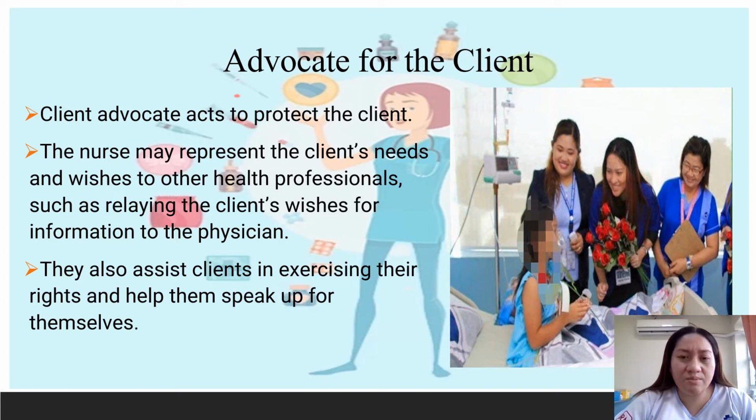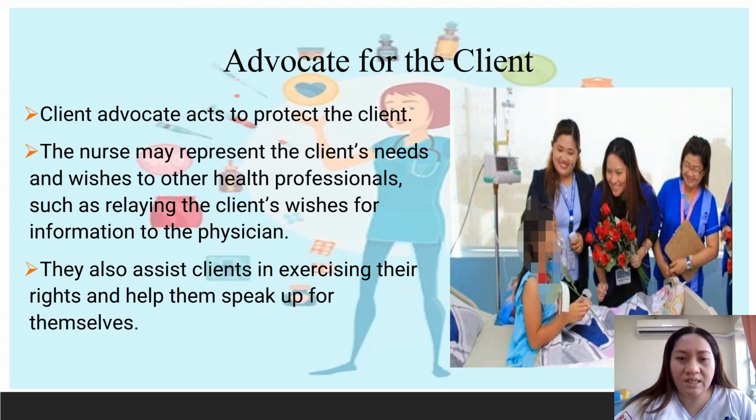And also, the nurse may represent the client's needs and wishes to other health professionals, such as you relay the client's wishes for information to the physician. So if the patient would say, I don't want to undergo the procedure tomorrow, you may be the advocate of the client and you will tell the physician of the concerns of the patient. On behalf of the patient, you will be representing them as their voice. So that is being an advocate for the client.